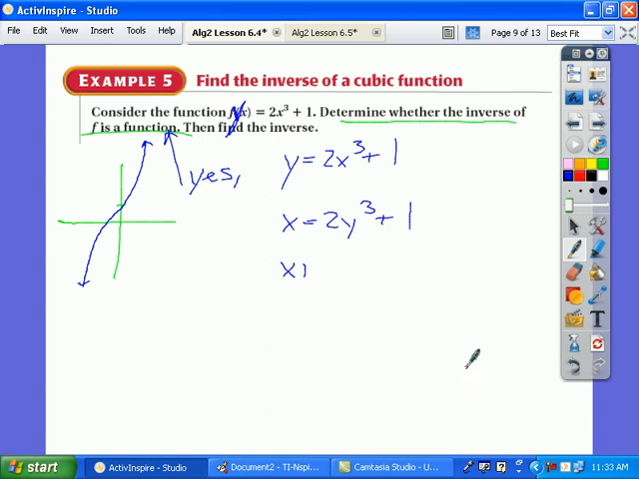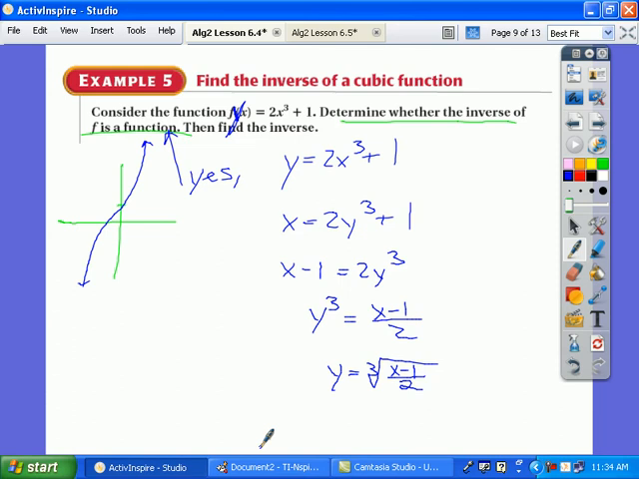So x minus 1 equals 2y cubed, divide by 2, x minus 1 over 2, take the cube root, and y equals the cube root of x minus 1 over 2.